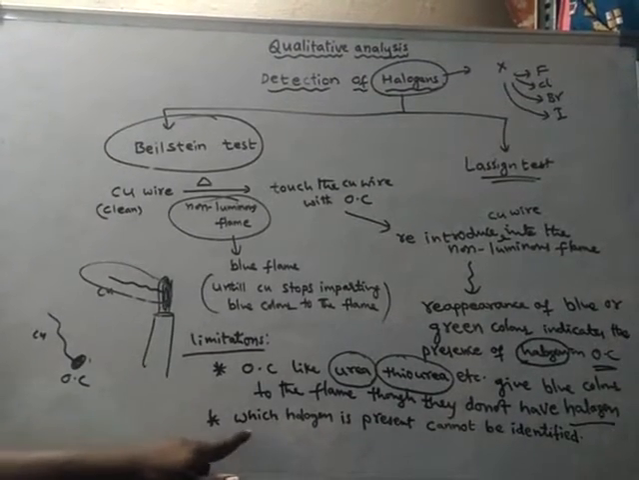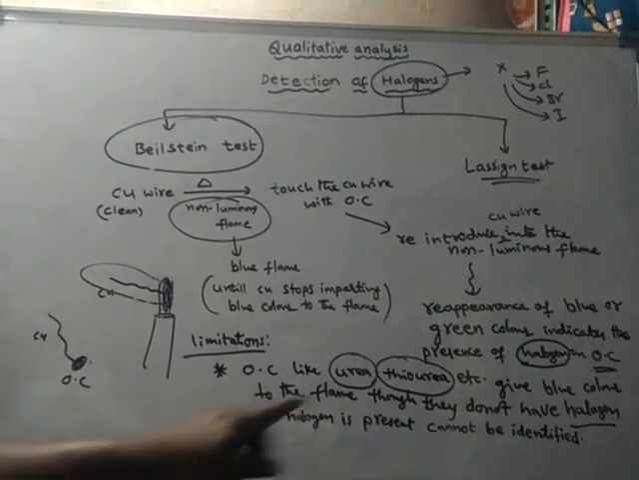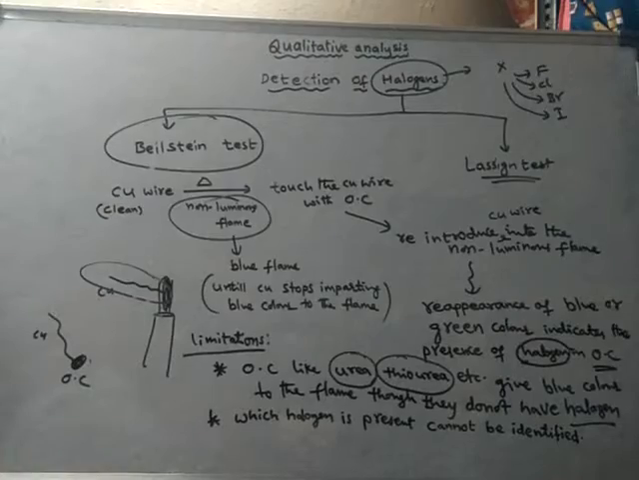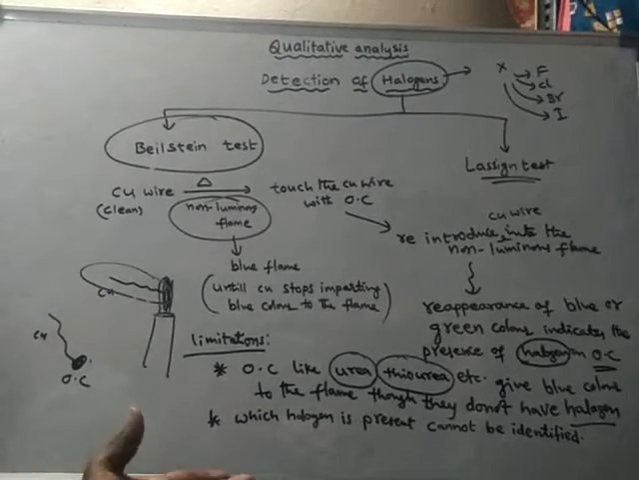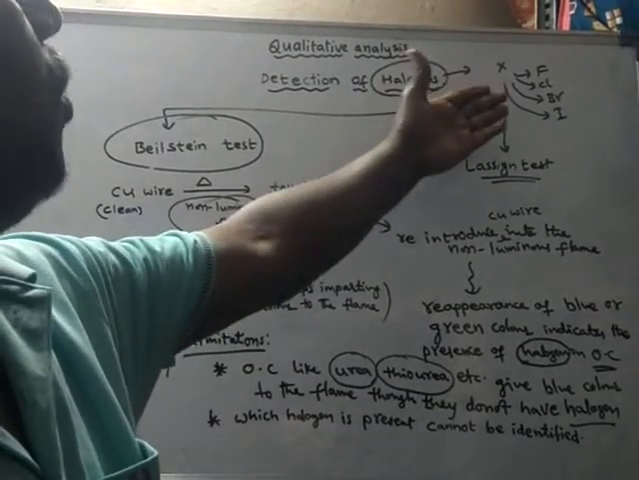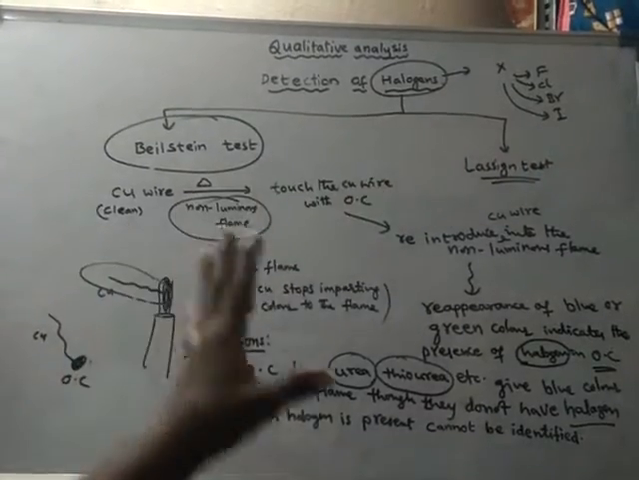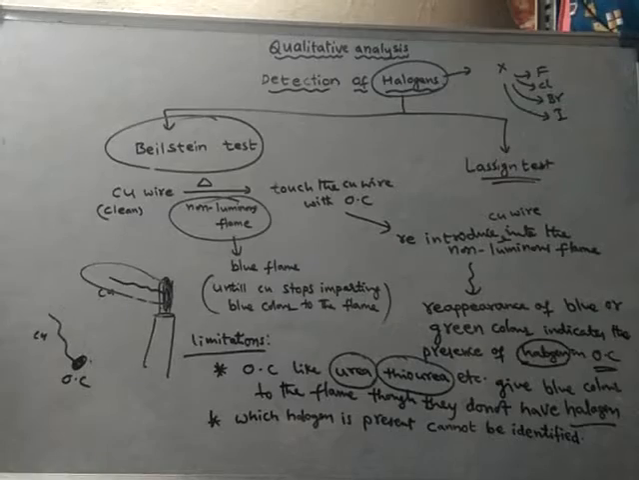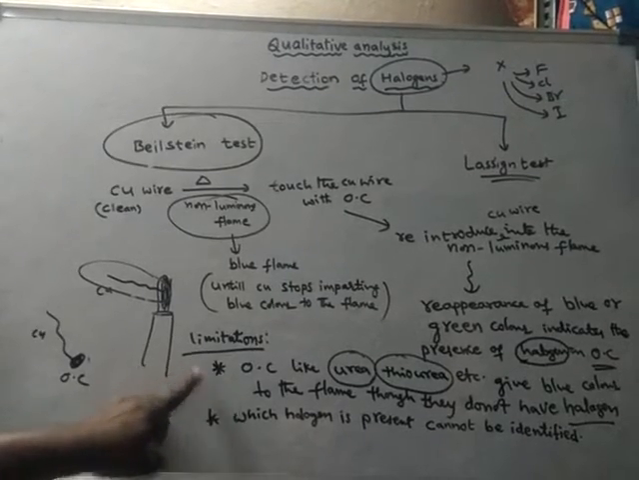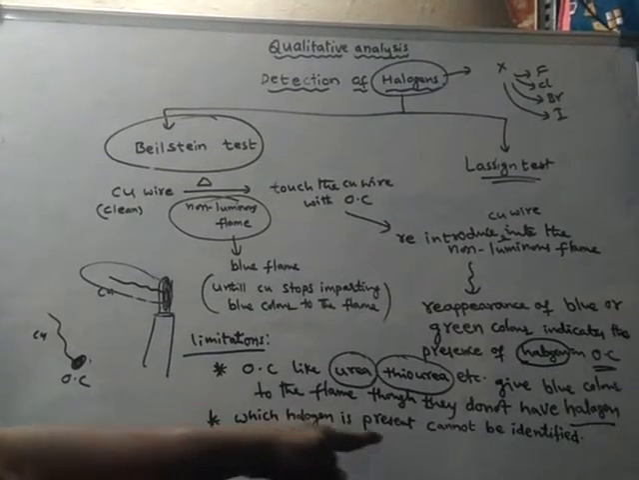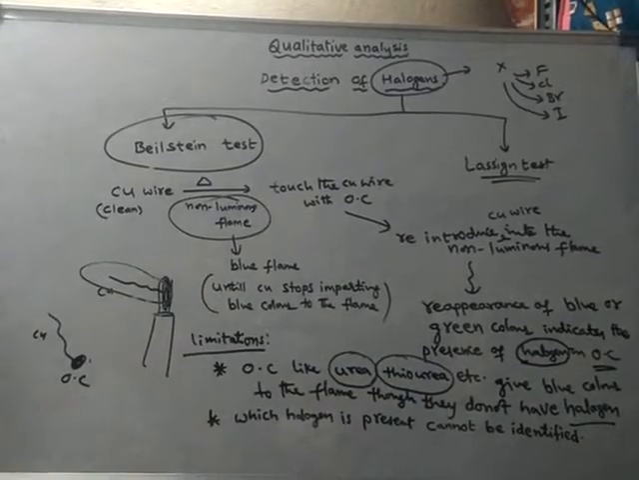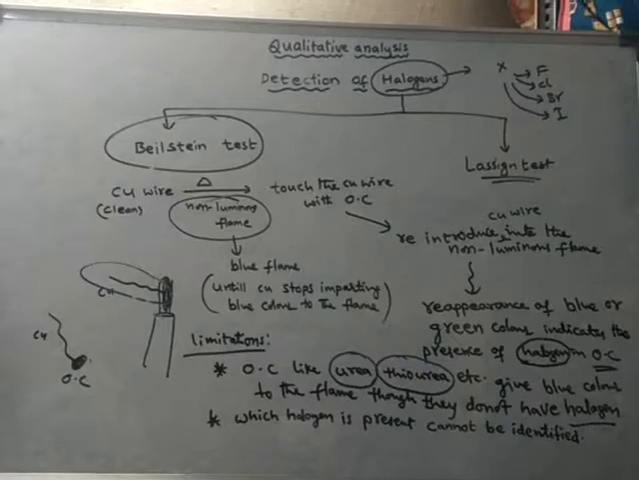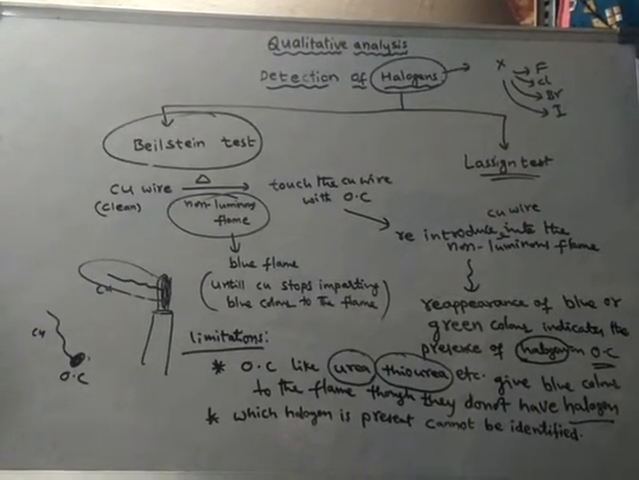And one more defect is that we cannot identify which halogen is present in this organic compound. Which halogen means either fluorine, chlorine, bromine, or iodine. So we cannot identify specifically which halogen is present in this compound. That is another limitation. Like this, the Beilstein test cannot stand as a standard test.